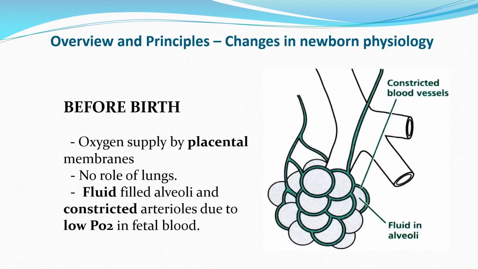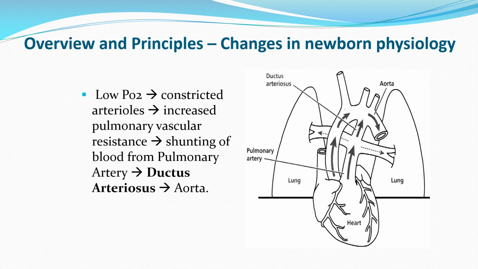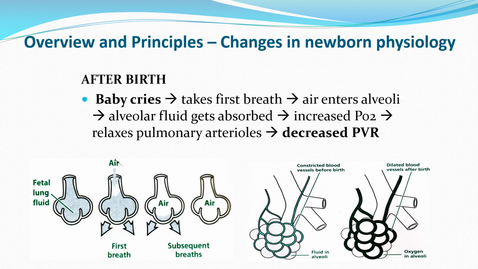And this is also a representation of the in utero and the postnatal state after delivery. This also represents the alveoli and the capillaries before birth. The baby depends on the placenta. There is no work of the lungs. The alveoli are fluid-filled, and there are constricted arterioles due to low PO2 in the fetal blood. So when there is low PO2, there are constricted arterioles, increased pulmonary vascular resistance, and shunting of blood from the pulmonary artery through the ductus arteriosus to the aorta.